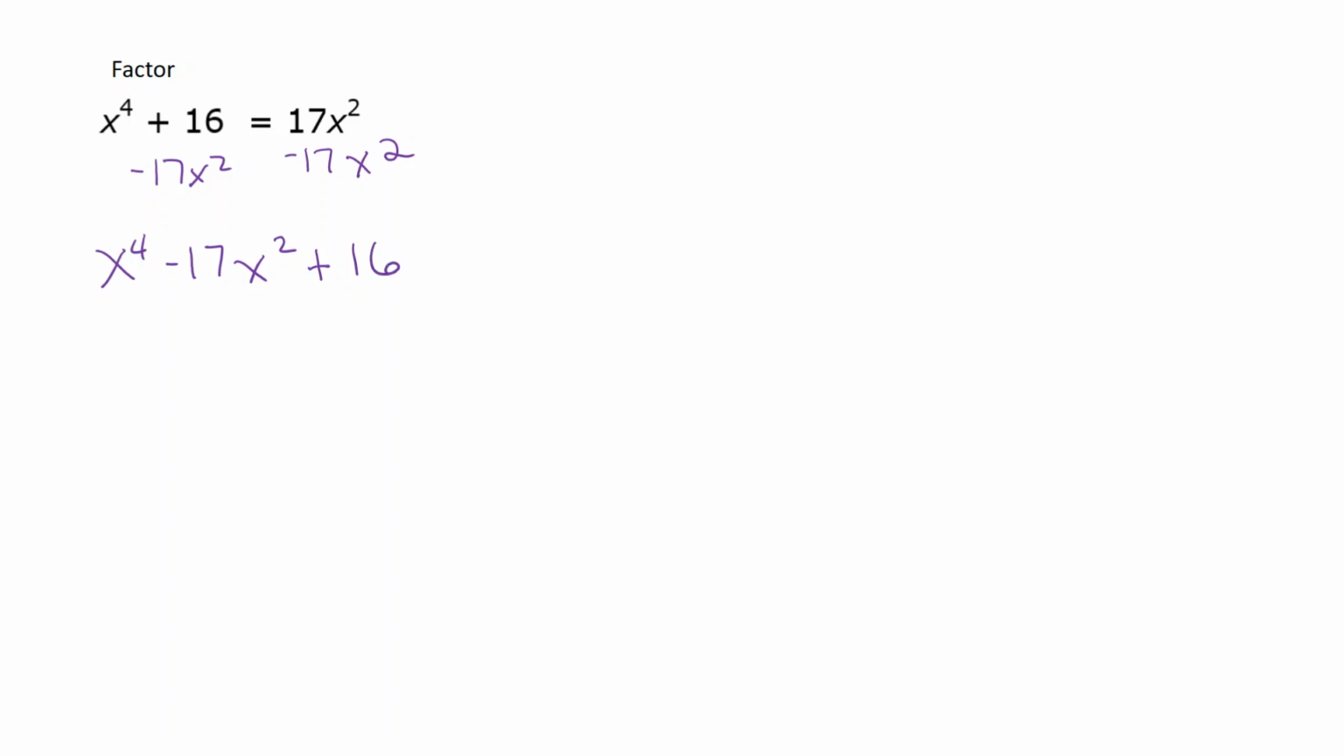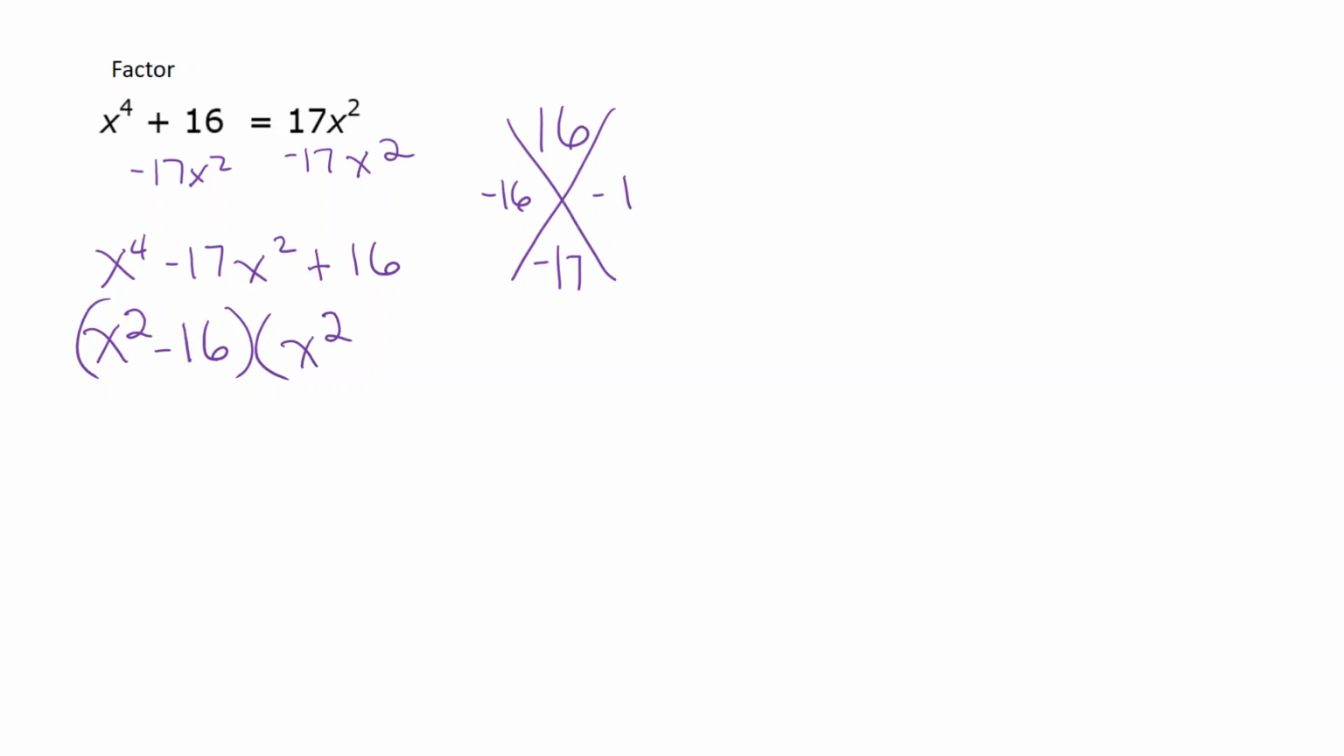In order to factor this, we can ask what two numbers multiply together to get 16 and add together to get negative 17. And we know that is negative 16 times negative 1. So my factors are going to be x squared minus 16 times x squared minus 1. Remember, this is a fourth and a squared here. All right, so we're not finished factoring yet.